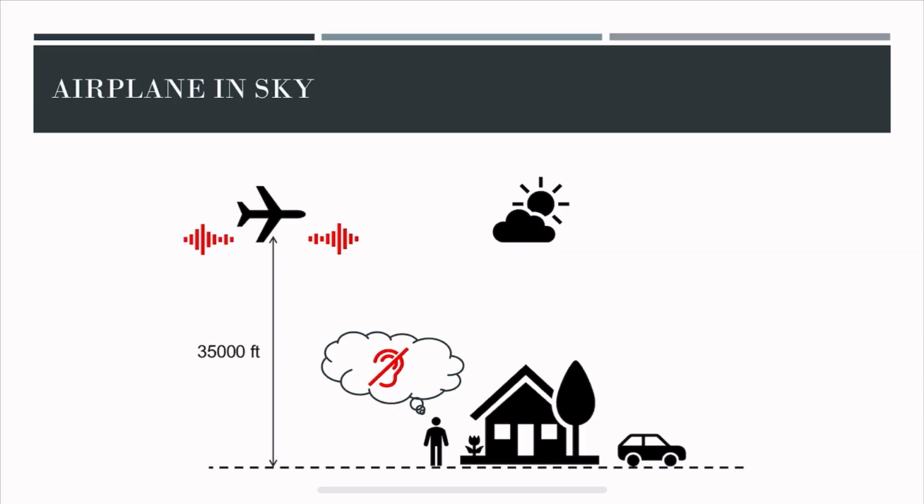Well, let's have a schematic. Let's say you're on the ground level close to your house and you see an airplane on a clear blue sky at 35,000 feet approximately. Well, chances are you're not going to hear it. Why does that happen? So let's look at it in detail.